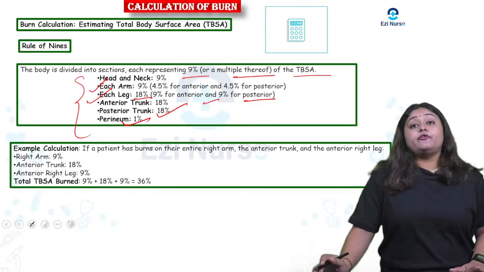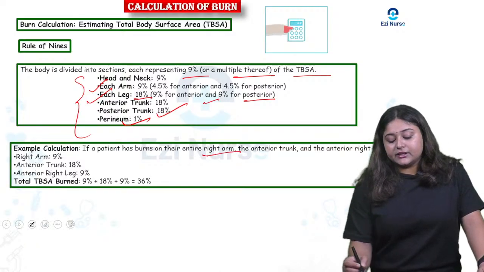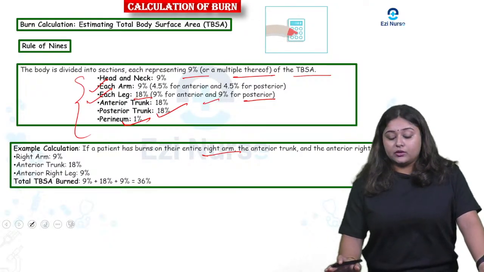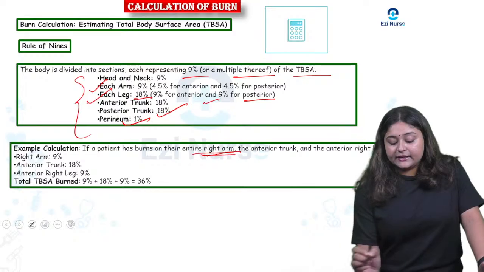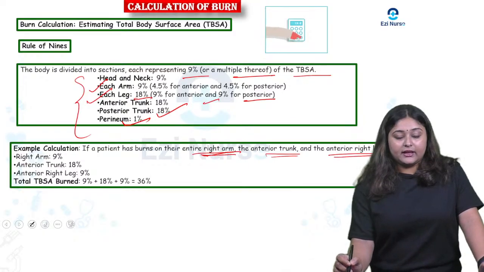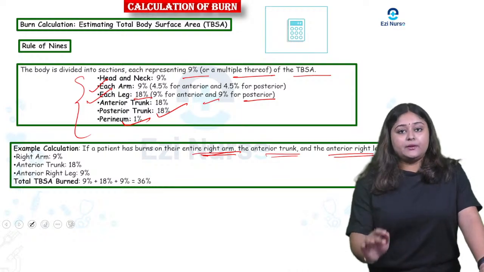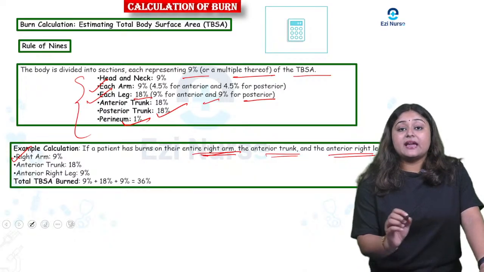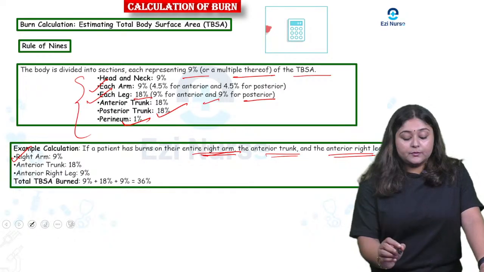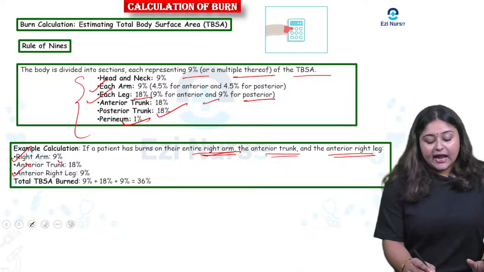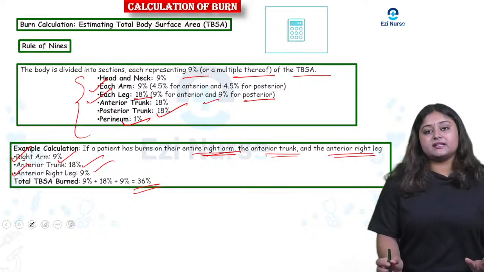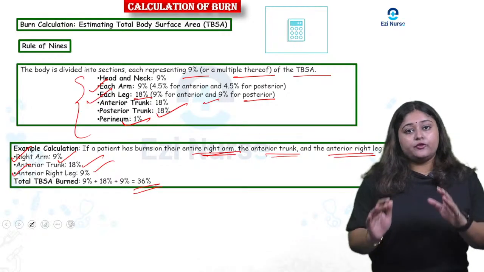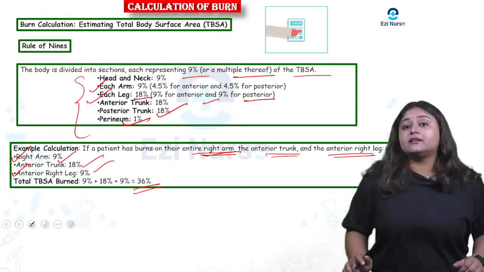Okay, example: if a patient had burns on the entire right arm and then the anterior trunk and then the anterior right leg, what should be the calculation? See, here they mention the right arm, anterior trunk and then anterior right leg. For each arm we know 9% is right. So for this right arm it should be 9%, anterior trunk they mention means 18%, and the right anterior leg means 9%. So total TBSA is 9% plus 18% plus 9%, total 36%. So based on that we have to calculate the TBSA or total body surface area for a burn patient, and based on that we have to select the fluid calculations.